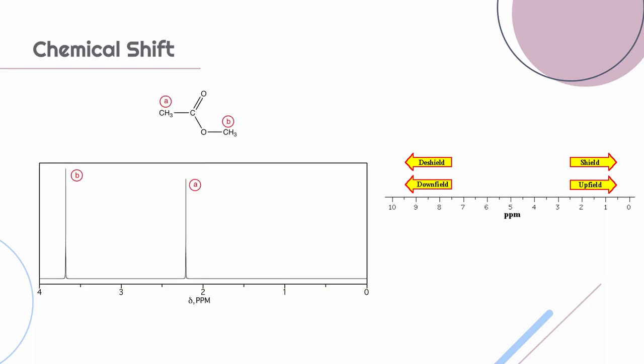For example, the proton attached to carbon B is attached to an electron withdrawing group, oxygen, unlike the other proton which is attached to carbon A. So the proton attached to carbon B experiences most of the field and thus resonates at a higher frequency, and hence it has a higher chemical shift.